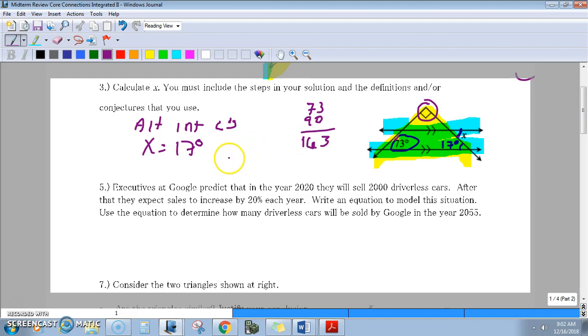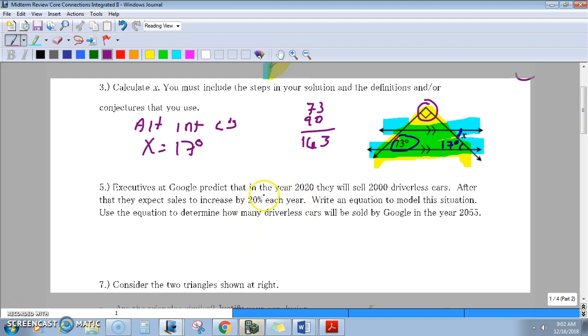All right, executives at Google predict in the year 2020 that they will sell 2,000 driverless cars. After that, they expect sales to increase by 20% each year. Write an equation to model this situation. Use the equation to determine how many driverless cars will be sold by Google in the year 2055.